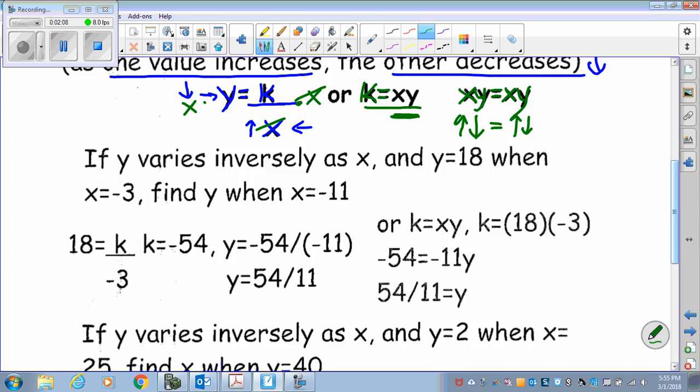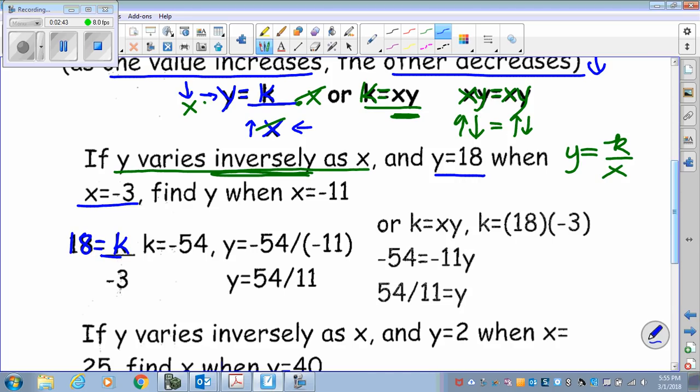So here we have y varies, and you look for these key words, inversely, all right? Inversely as x. So I know that I'm going to have y equals some constant divided by x. That's what inversely means. And then you look at what you're given. Y is equal to 18 when x is negative 3. Okay, so I can substitute in for y, and I'll put 18 equals the constant over negative 3. So when y is 18, x is negative 3.